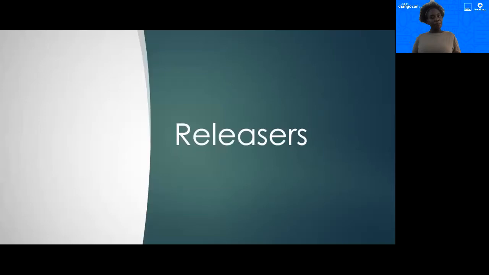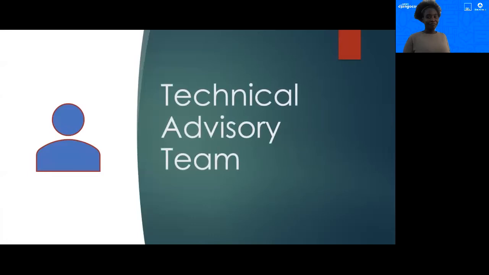Releasers. Releasers take care of building Django releases. They have access to issue releases of Django and carry out the associated mechanics like bumping version numbers in key files. The technical advisory team. The technical advisory team is made up of veteran contributors to Django and/or its ecosystem who are currently less involved in day-to-day development of Django. They may be consulted about design decisions in their areas of expertise.